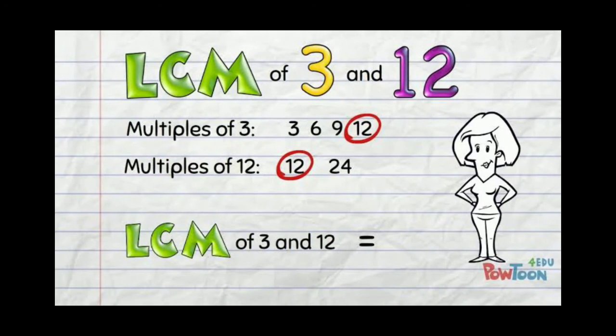So LCM of 3 and 12. Multiples of 3 are 3, 6, 9 and 12. Similarly, multiples of 12 are 12 and 24. So what is the least common multiple of 3 and 12? Yes, you got it. You are correct. That is 12. Write the multiples of 3 and the multiples of 12, then find out the common multiples among them. The least or smallest common multiple is called the LCM.